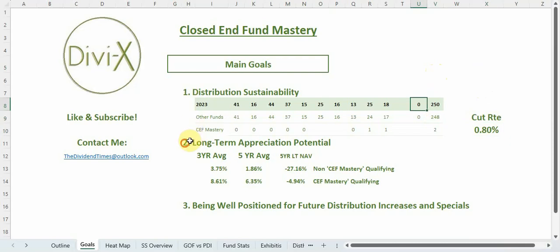Goal number 2, long-term appreciation potential. The 3-year average annual return, the 5-year annual average, and the 5-year long-term NAV price change. This is the actual share price increase or decline from 5 years ago.